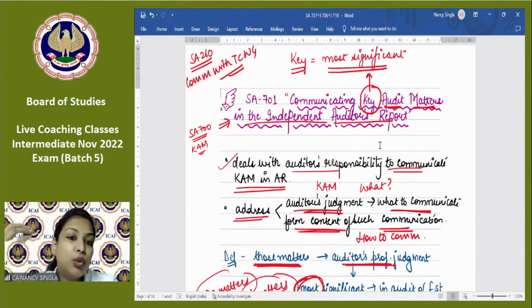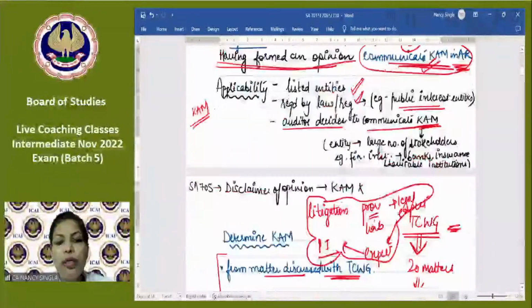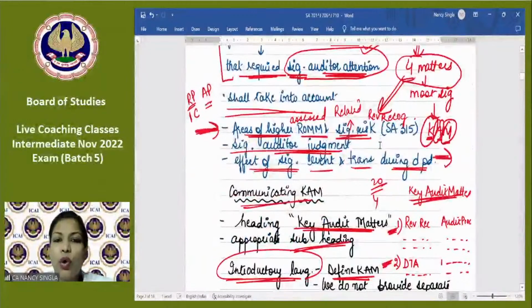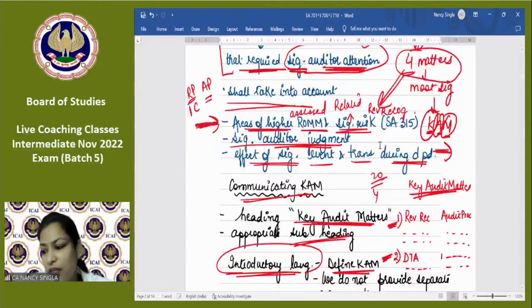SA701 addresses two questions: first is what to communicate, what all matters will become key audit matters, and the form and content. Okay. So what will become, the auditor will see what areas involved his significant attention, है ना? And then how to communicate we have seen.